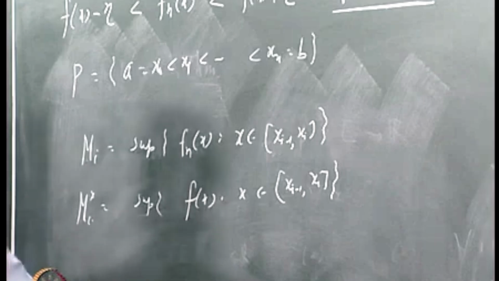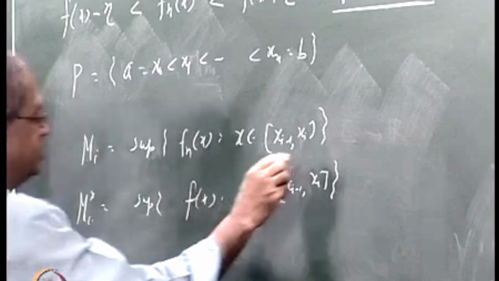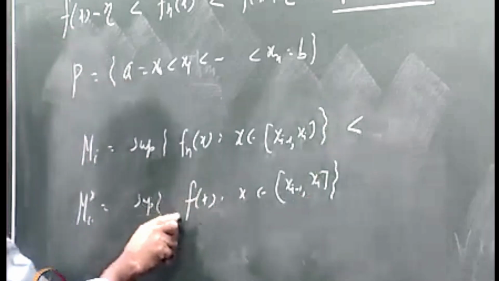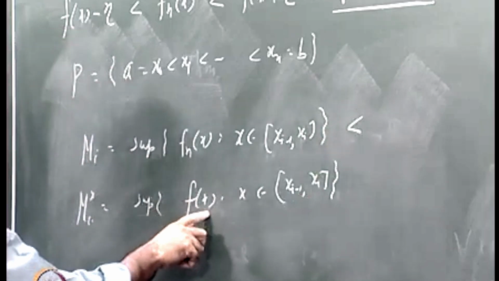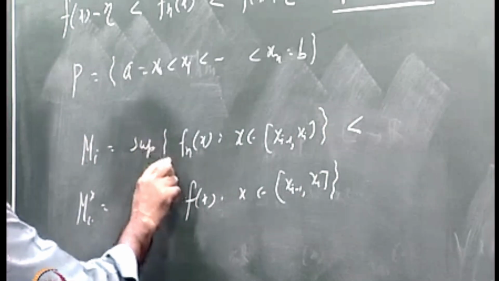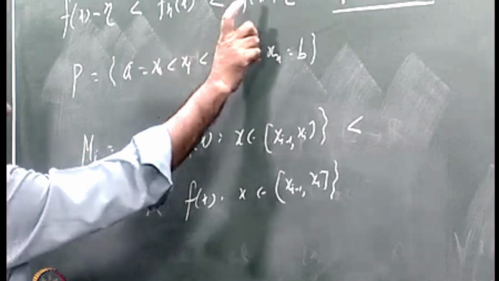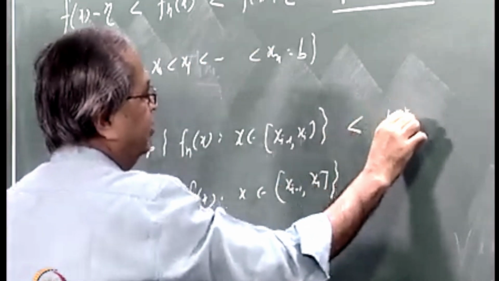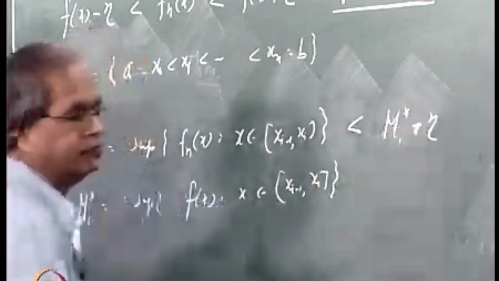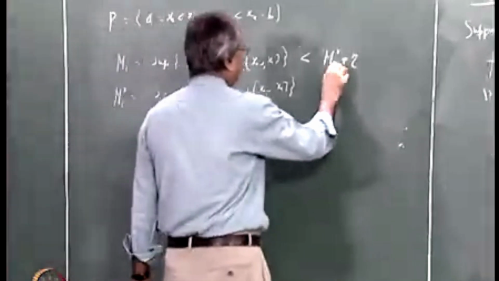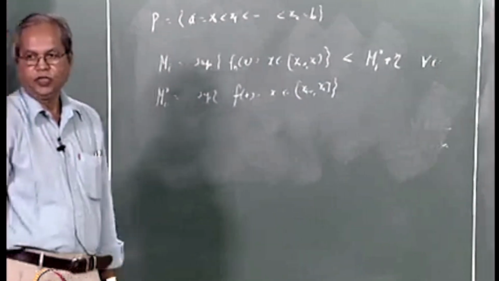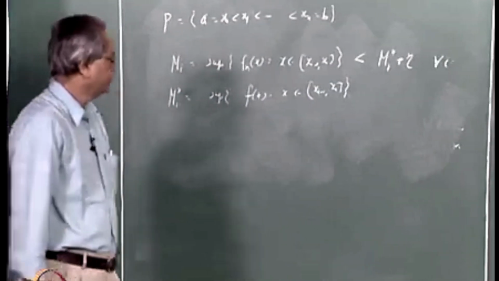So what I will get is M_i is less than, because remember here you are taking supremum of f(x) and here you are taking supremum of f_n(x), and f_n(x) is less than f(x) plus eta. So we can say that M_i is less than M_i star plus eta. This is for every i.